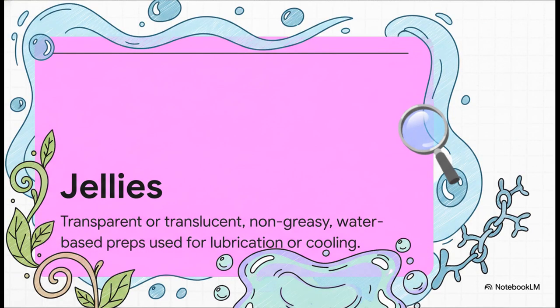And jellies, well, jellies are pretty much the complete opposite. They're typically clear, totally non-greasy, and water-based. Instead of a bunch of powder, they use gelling agents, like natural gums or synthetic polymers, to get that jelly-like consistency. Think of things like lubricating jellies or that aloe vera jelly you use for sunburn.